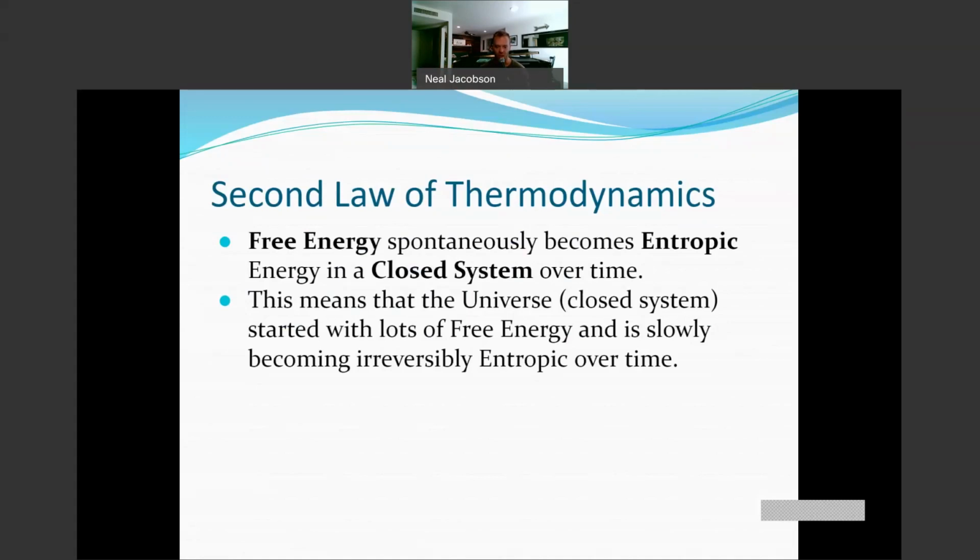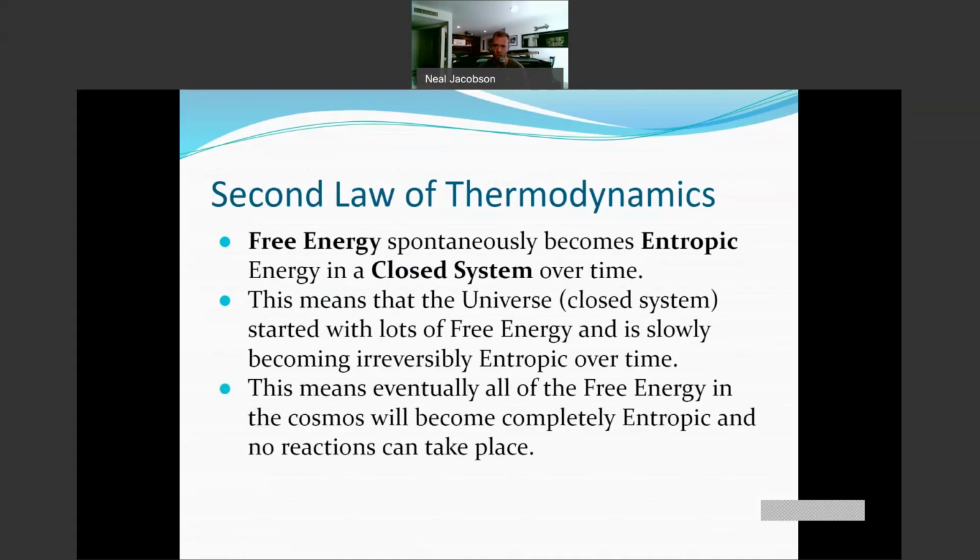So this idea that over time, things that have a lot of free energy will eventually lose that free energy, or that free energy will spontaneously start to become entropic over time, is a fundamental principle of the second law of thermodynamics. Okay, so free energy will slowly and irreversibly become entropic over time.